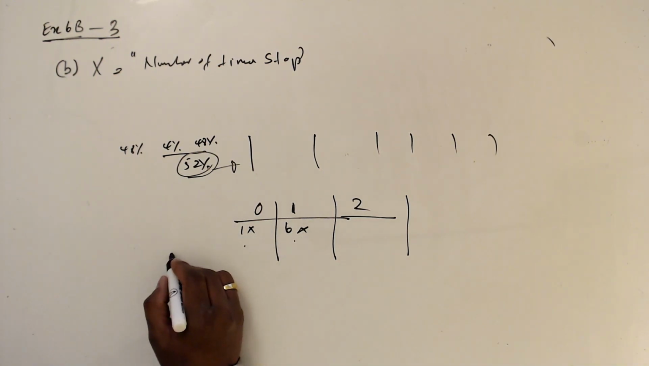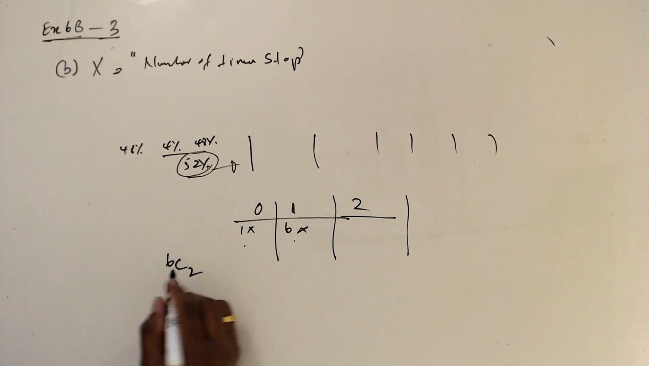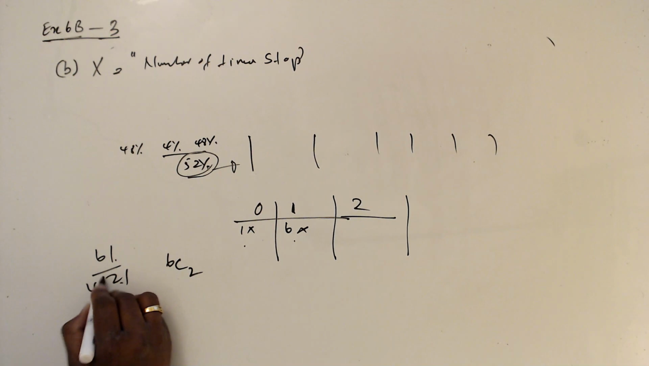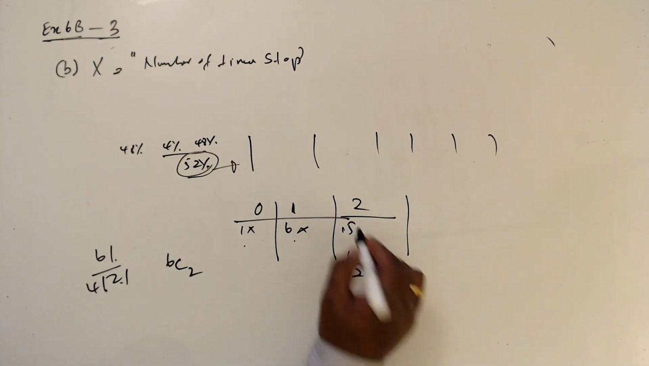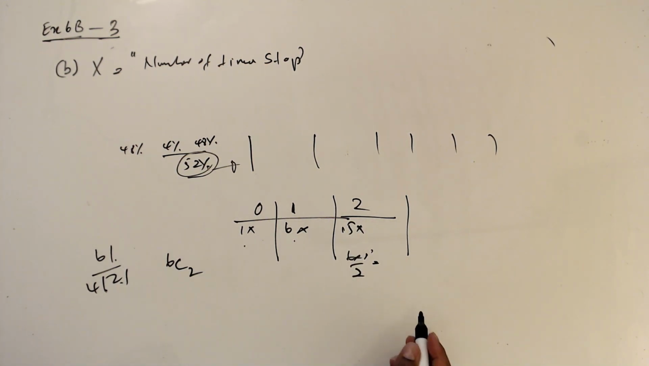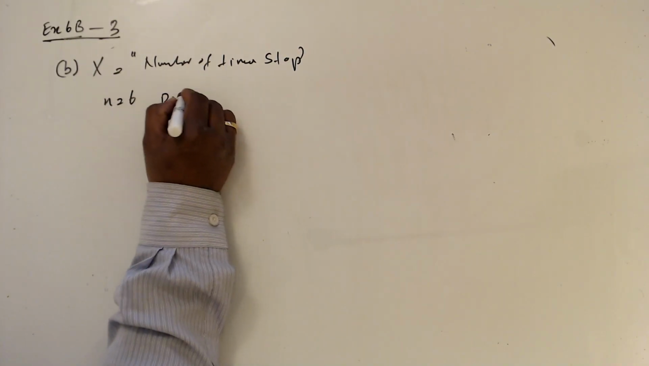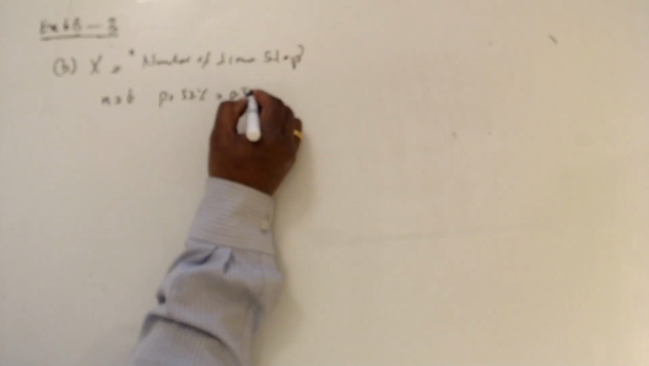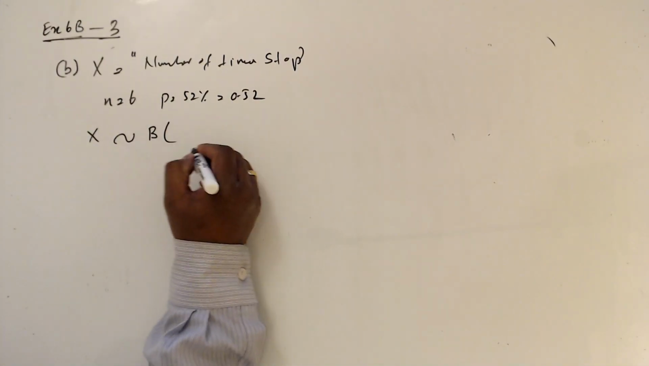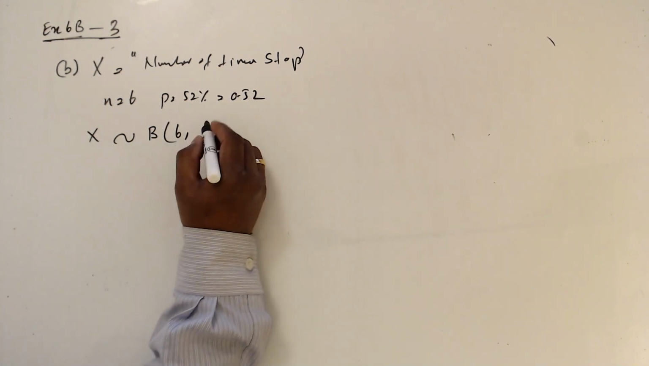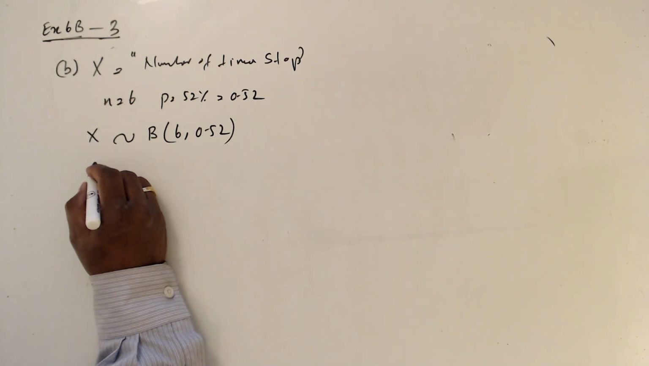So that is going to be 6C2. What is 6C2? Factorial 6 over factorial 2 times factorial 4, that is going to be 6 times 5 divided by 2, that is 15. So 3 and 4 like that. So n value is 6. P value is 52% or 0.52. So the distribution is binomial (6, 0.52).